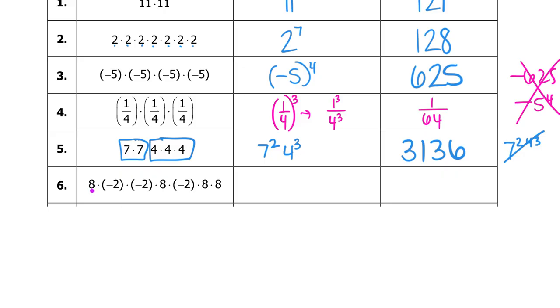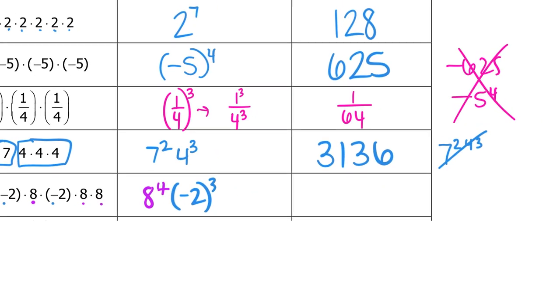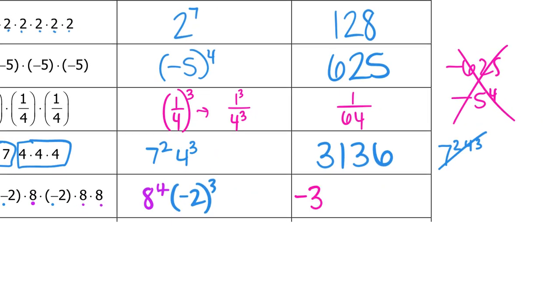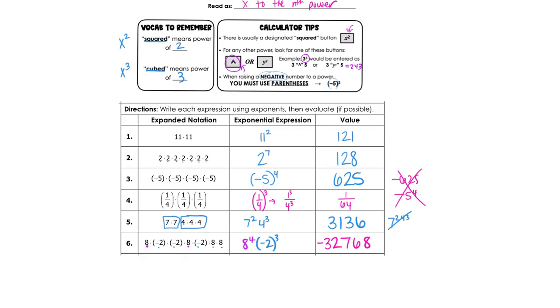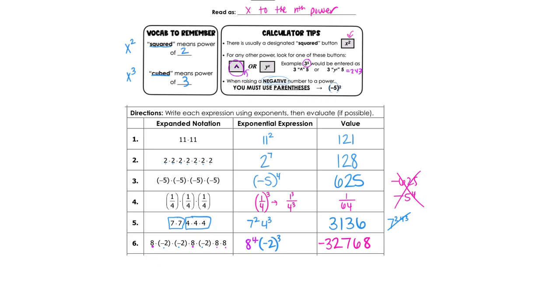And then finally, this last one here, they're a little bit out of order, but that's okay. We have an 8, an 8, an 8, an 8. That would be 8 to the fourth times negative 2 to the 1, 2, 3. So it would be negative 2 to the third, like that. And then that's going to be a pretty large number. So you guys can try to type that in. If you're typing it correctly, here's what you should be getting. Negative 32,768.